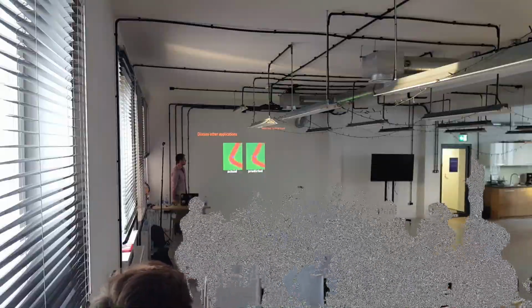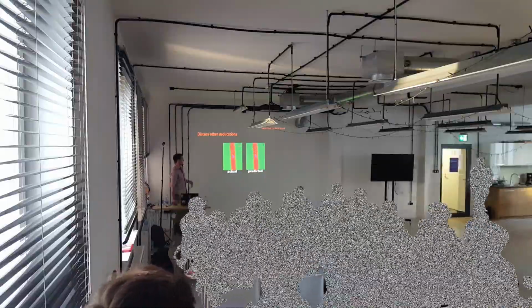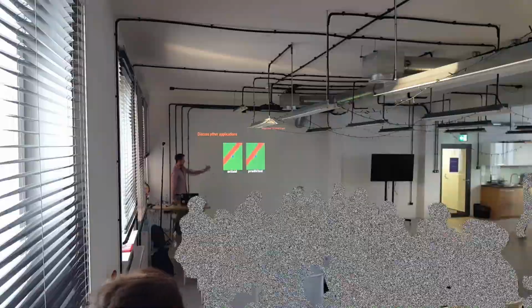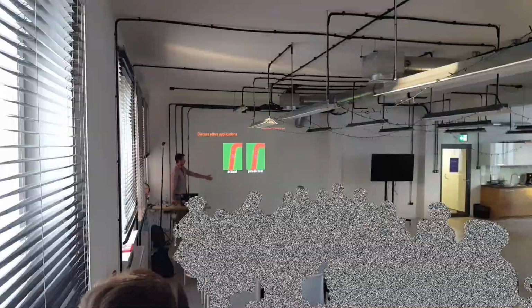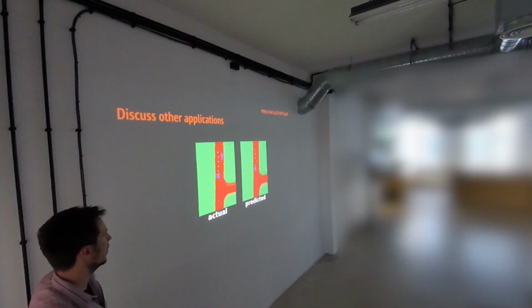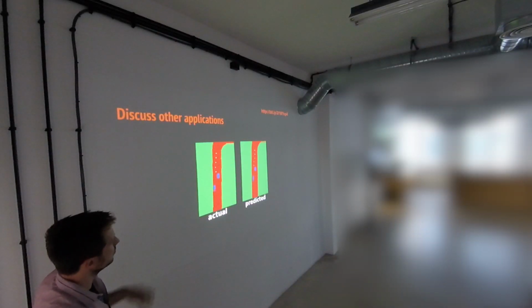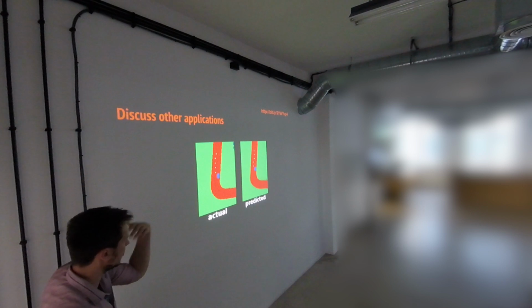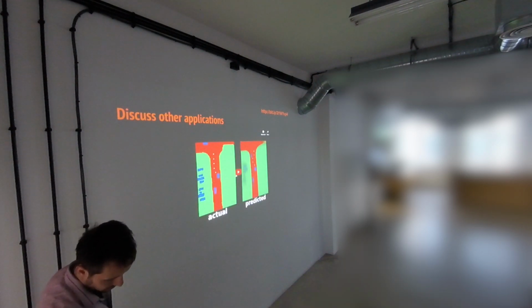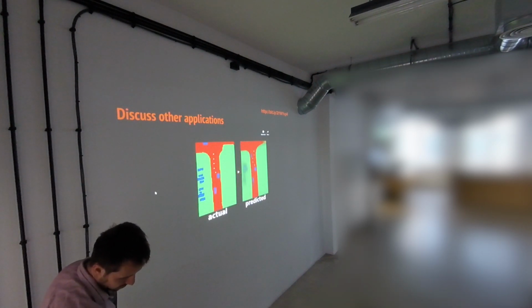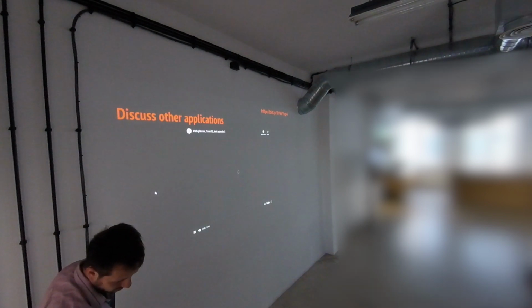Maybe the slight problem is that you don't see that far in this representation. So there are problems where, if you go fast, you'd rather see what's much further in front of you. So that's one possible application.